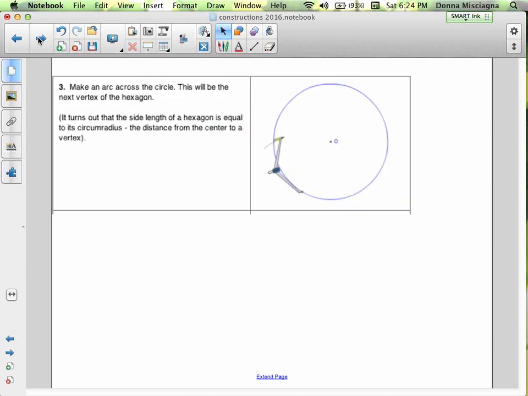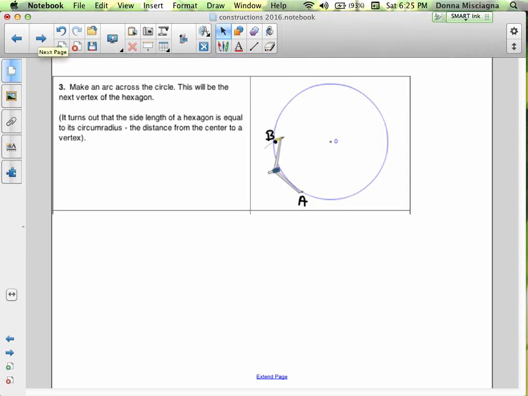You're going to make an arc across the circle. This will be the next vertex on the hexagon. Right, so this is point A. We made a mark, right? So we made an arc across the circle, and where that arc intersects the circle, we can put a vertex. That's going to be point B.